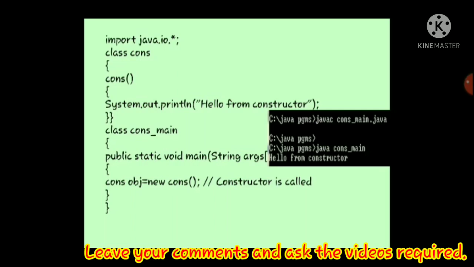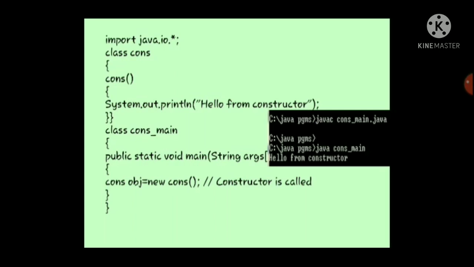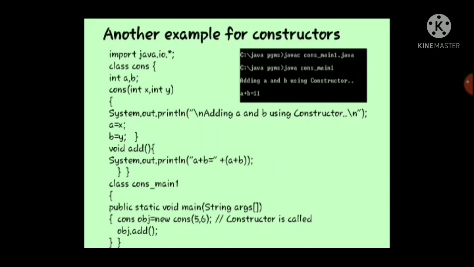Okay, so this is the output we got from the prompt when I execute the program, right? So this is another example for constructor. Here I've given the same constructor with arguments, that is the difference. The class has two attributes a and b, and the constructor has two arguments x and y, all are integers. Now we are going to add a and b through x and y.